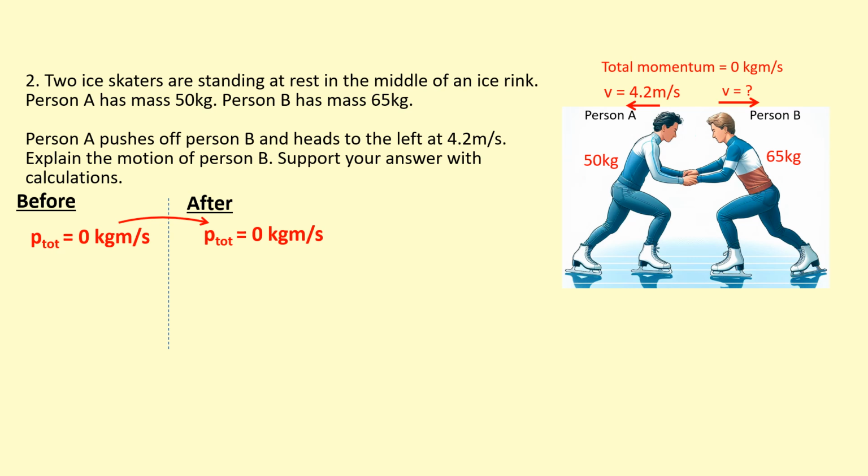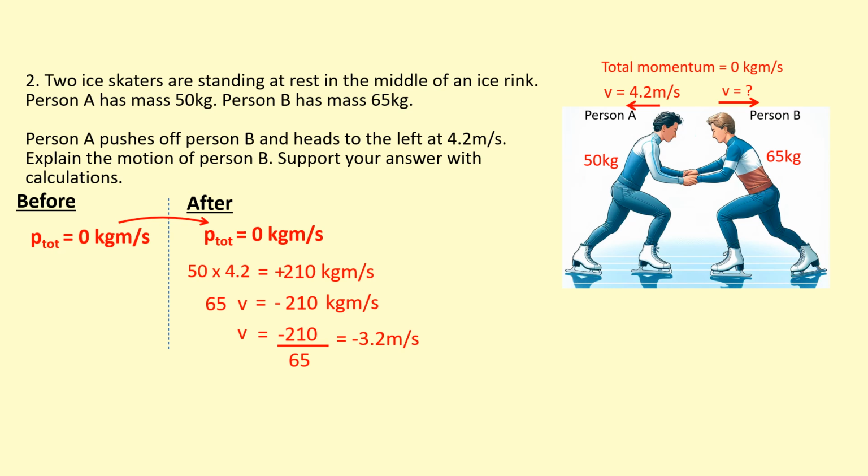Let's calculate the momentum of the person we do know. We know person A's momentum, so it's 50 times 4.2. That's 210 as positive. Let's just say it's positive even though it's towards the left. We know that the other person must get an equal amount but negative. We don't know the velocity of that person, but we know the mass is 65 times some unknown velocity v. Let's rearrange this, divide both sides by 65, and that gives us a velocity for person B of minus 3.2 meters per second, showing that they're going in the opposite direction to person A.